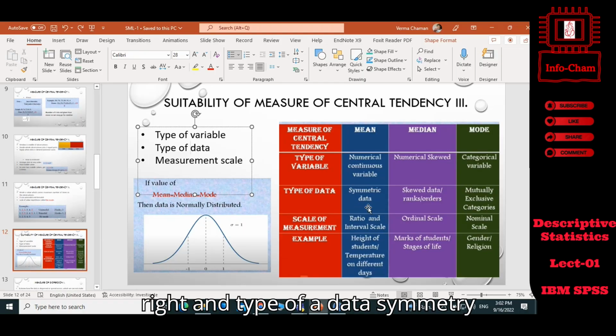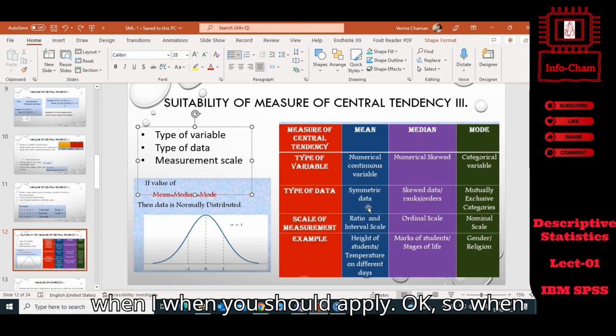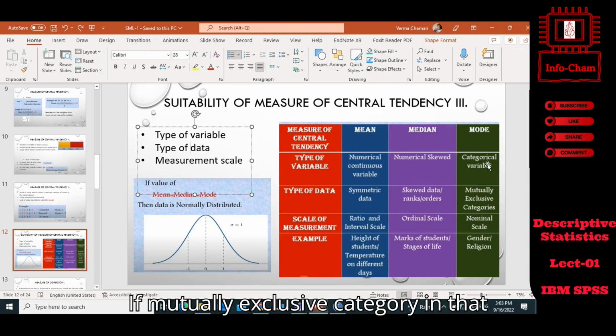And for the type of data, symmetry or asymmetry, skewed, I will discuss it next. When the topic comes, I will tell you, and then you will remember this slide. When your data is symmetric, you should apply the mean. If your data is skewed, you should apply the median. If it is a mutually exclusive category, then the mode. So please read this one. It is the most important table to understand before going further. Example, marks of students.